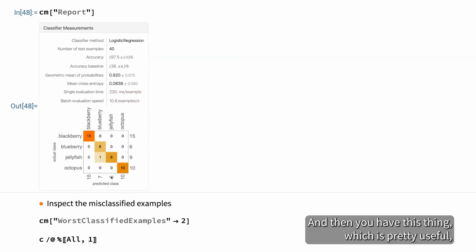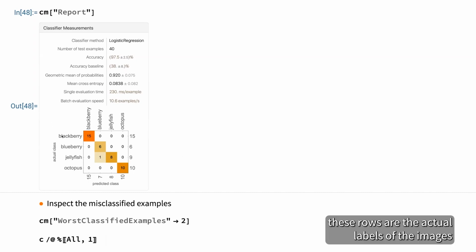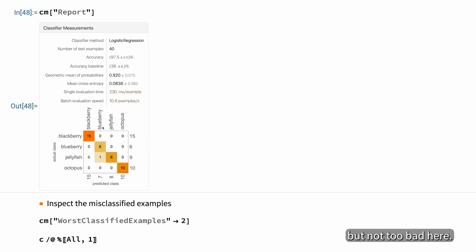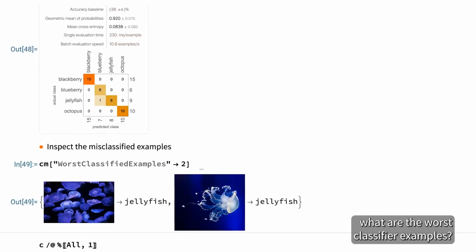And then you have this thing which is very useful, the confusion matrix. These rows are the actual labels of the images, and these are the predicted labels. So you see a perfect classifier is going to be diagonal. In this case, I only had one error, so a jellyfish image was classified as a blueberry, but not too bad here. And we can also check what are the worst classified examples.